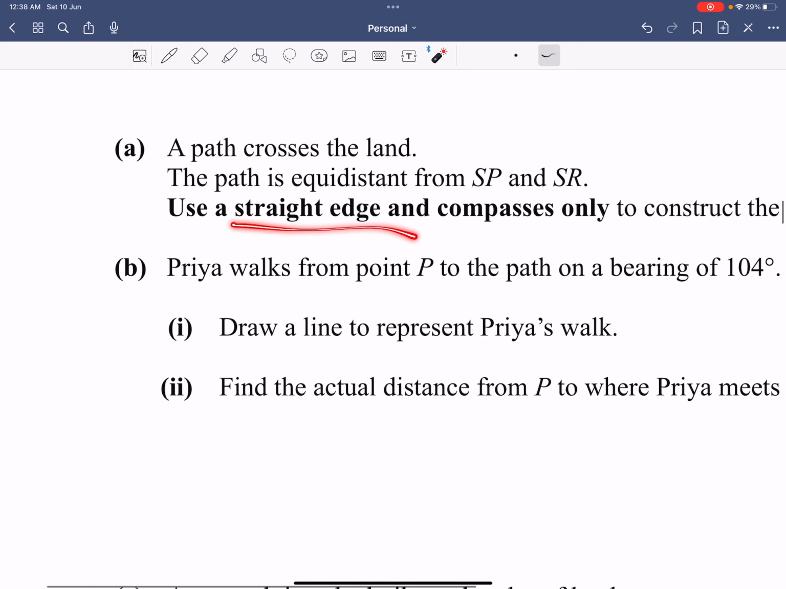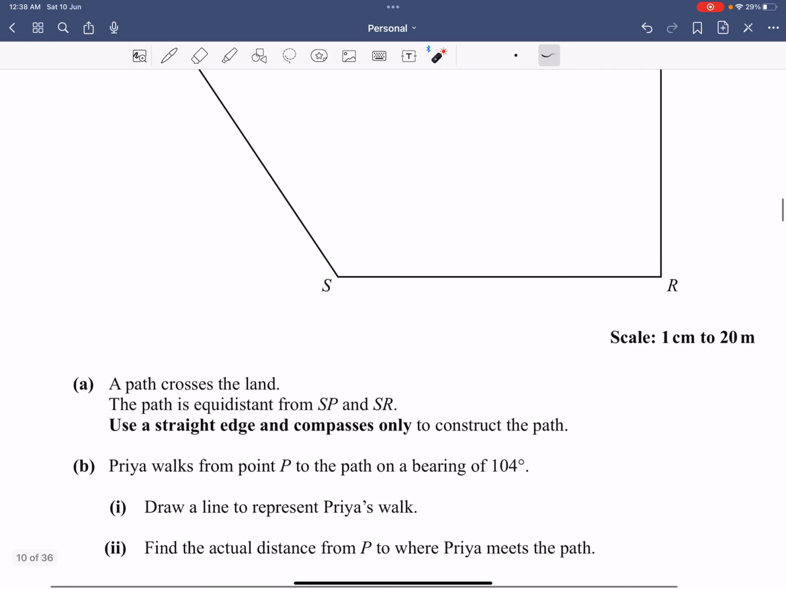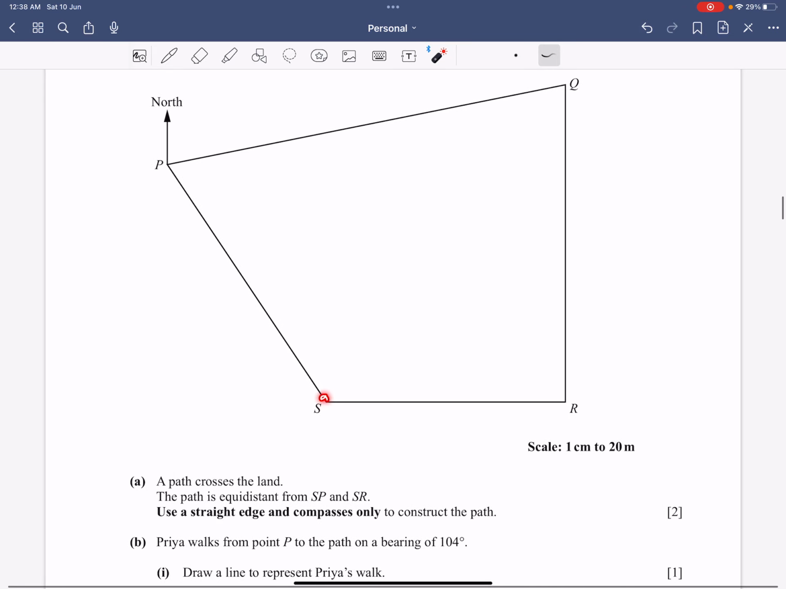And what does a straight edge mean? Straight edge simply means a ruler or a scale, right? The normal centimeter scale that you have, and compass only construct the path. So what you need to do, equidistant from SP and SR. So you need to be making an angle bisector of SP and SR.